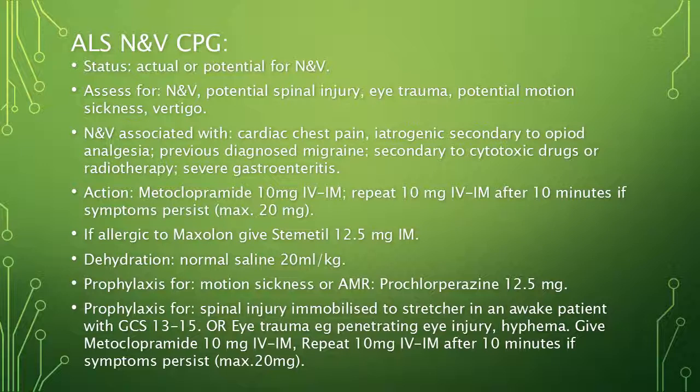Dehydration: normal saline 20 ml per kilo. Prophylaxis for motion sickness or aeromedical retrieval: prochlorperazine 12.5 mg. Prophylaxis for spinal injury: immobilized to stretcher in an awake patient with GCS 13 to 15, or eye trauma, example penetrating eye injury, high femur. Give metoclopramide 10 mg IV or IM, repeat 10 mg IV or IM after 10 minutes if symptoms persist, to a maximum of 20 mg.